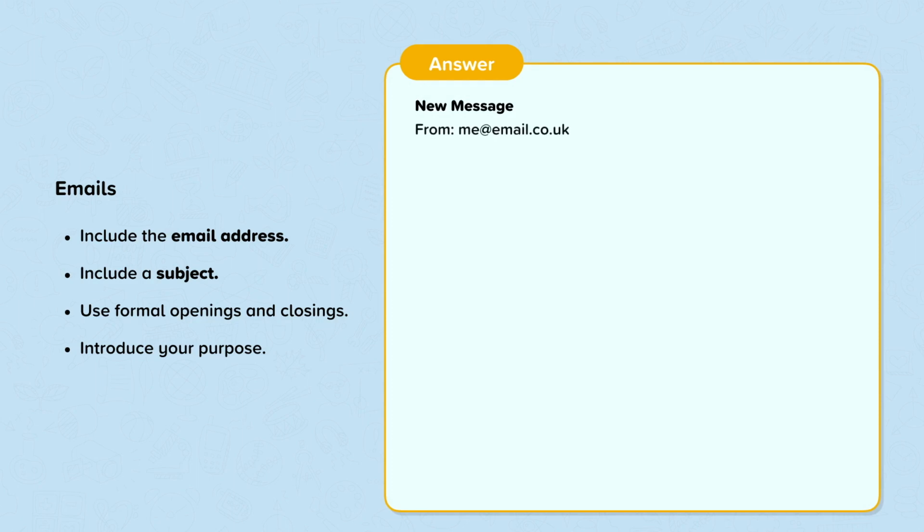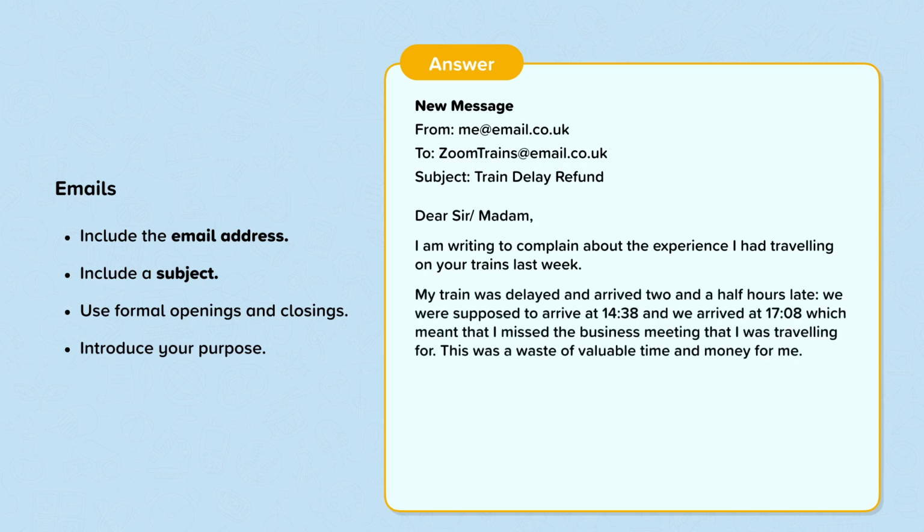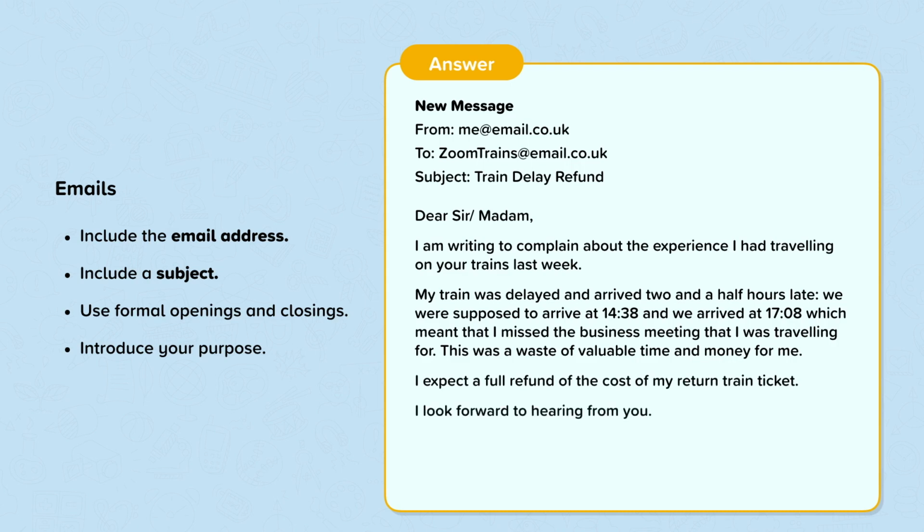New message from me at email.co.uk to zoomtrains@email.co.uk. Subject: train delay refund. Dear Sir, Madam, I'm writing to complain about the experience I had travelling on your trains last week. My train was delayed and arrived 2.5 hours late. We were supposed to arrive at 2:38 and we arrived at 5:08, which meant that I missed the business meeting that I was travelling for. This was a waste of valuable time and money. I expect a full refund of the cost of my return train ticket. I look forward to hearing from you. Kind regards, Jane Smith.